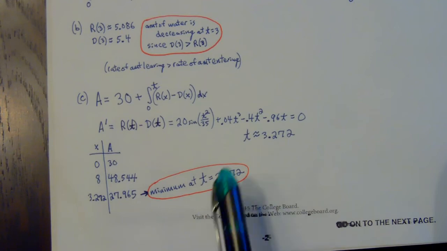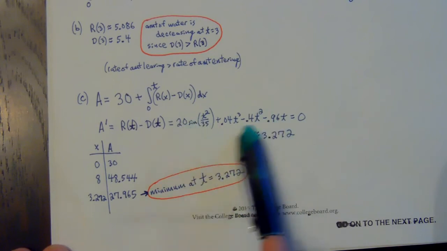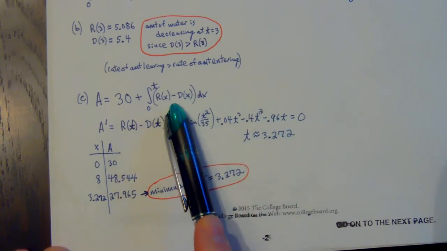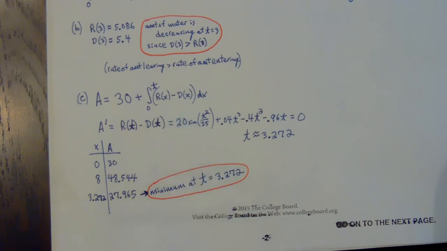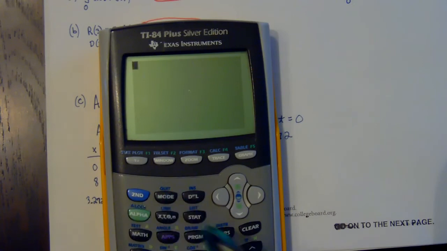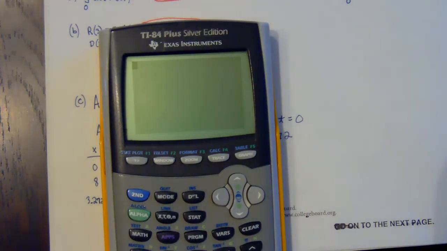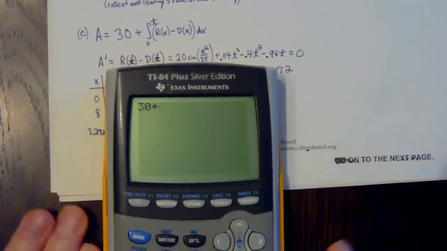Now, since you already have this function graphed in the calculator, you realize this is r minus d. That is r minus d when I do that integral. So that is my y1, and I don't have to type all that in again. So let me just go out to my, so I hit second and then I hit quick, brought me out here. So I'm gonna go like 30 plus, and then let's get that here.